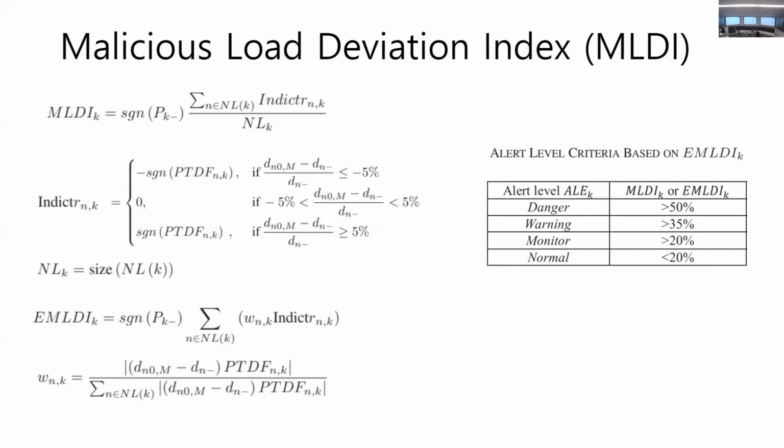MLDIK values range from -1 to 1, and higher positive values correspond to an abnormal fluctuation in load. This signals a high probability of branch K being attacked.